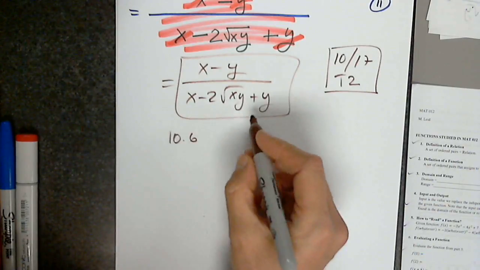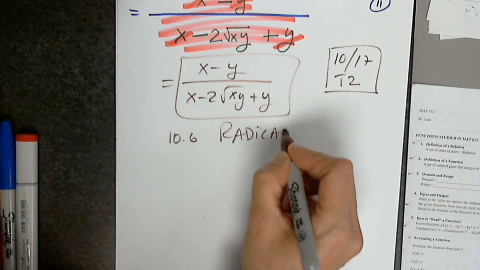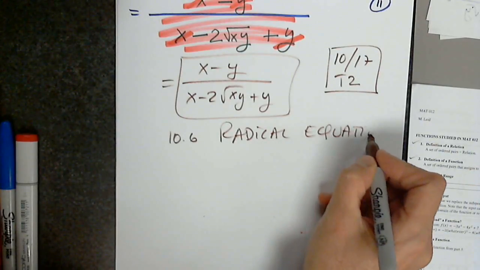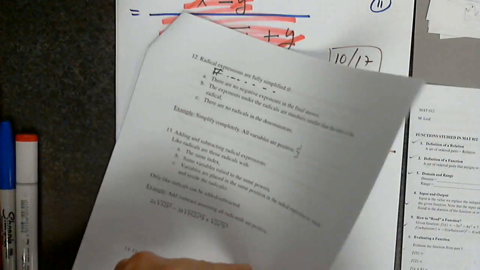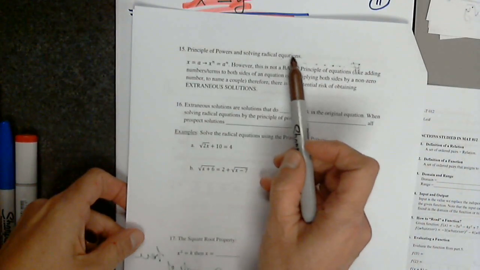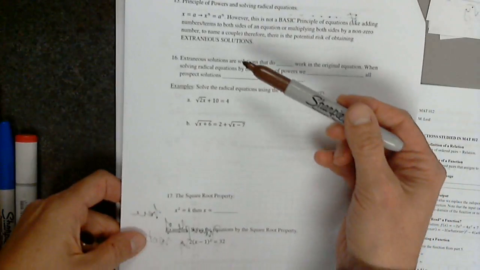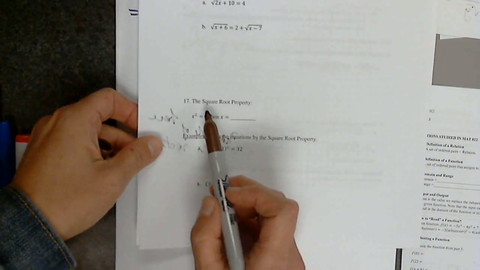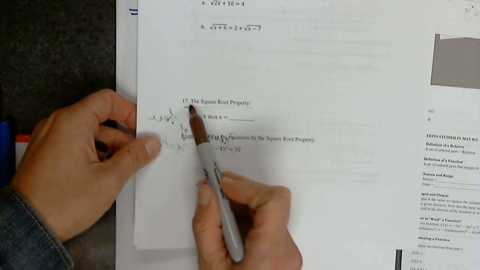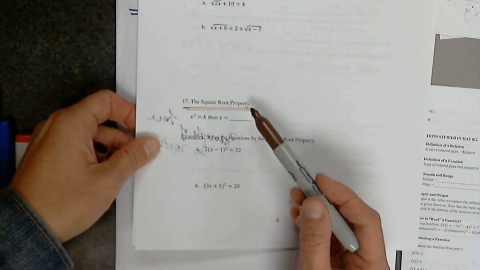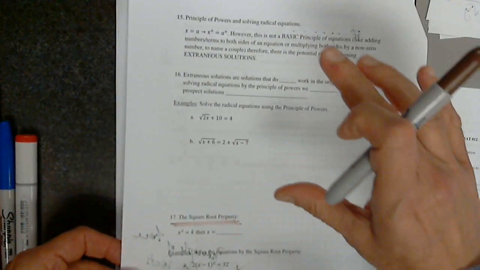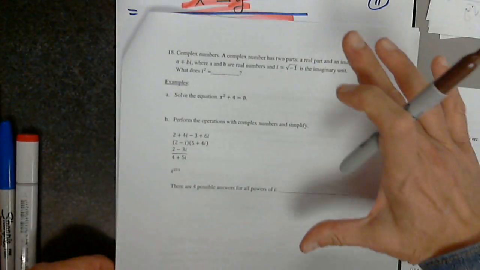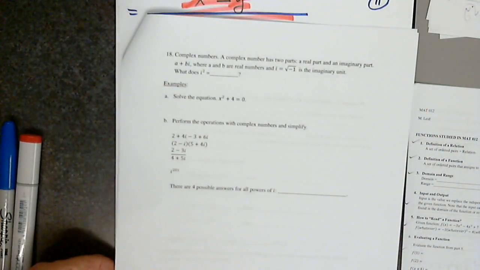So 10.6, radical equations. I'll go back to the handout. So these are the last 2 pages. And we're talking about the principle of powers. I have to talk about the principle of powers, and then we'll look at the rest. Okay? And this is the square root property that I needed to use earlier. So these are some problems that I selected there. That's what we just discussed. So I have to talk about equations, and then I have to talk about complex numbers. And that will be the end of Chapter 10.